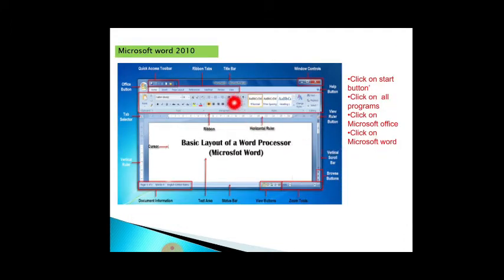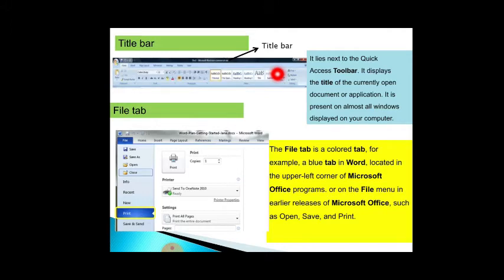Next, Microsoft Office Word. How to go to Microsoft Word? Click on the Start button, click on All Programs, click on Microsoft Office, and click on Microsoft Word. Or you have a Microsoft Word icon. You can just double click on the icon to open Microsoft Word. So this is the layout that I have shown last. Now, let us come to it one by one.